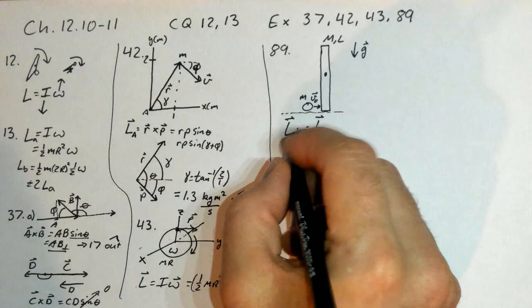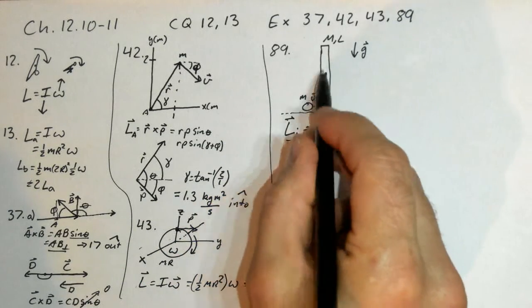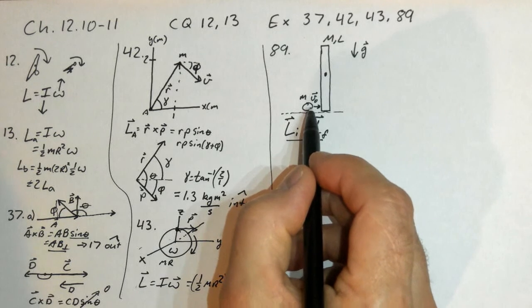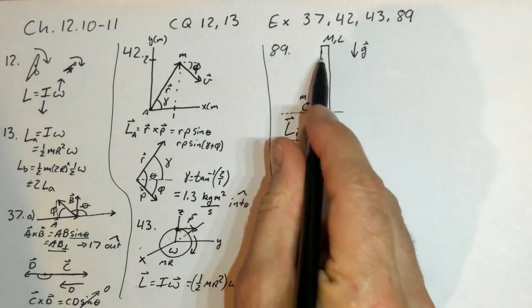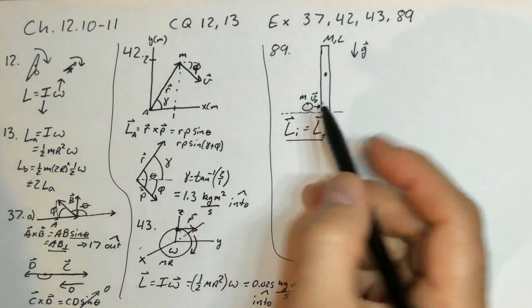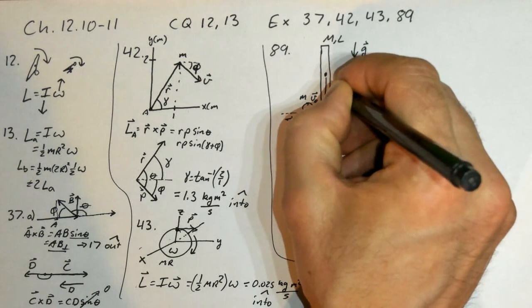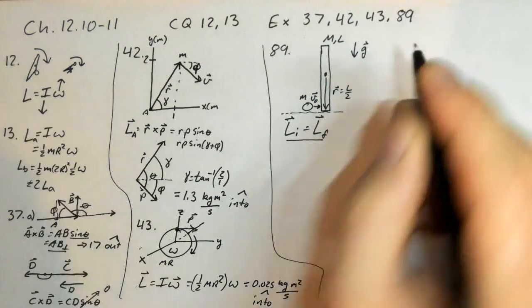In doing that, initially we have to ask, what's our initial angular momentum? So think right before the collision, this ball is basically at the bottom of the stick, straight down. So my r vector is straight down and equals L over 2.